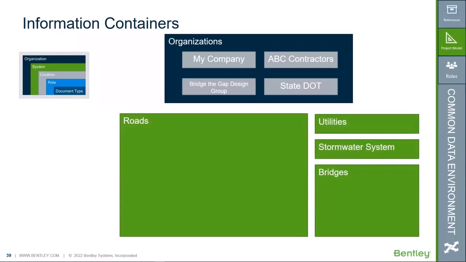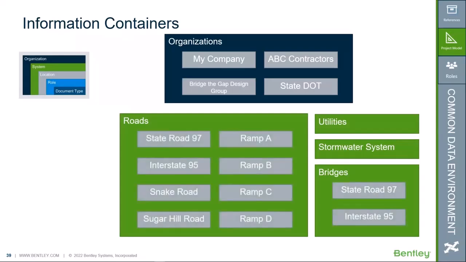We had 6 systems, or actually 4 systems, if I can count correctly there. But we had the roads, utilities, stormwater system, and bridges. And then for the bridges and roads, we had unique locations within those systems. So we had State Road 97 and Interstate 95, all 4 ramps, and then a couple crossroads or cross streets that were part of the project as well.